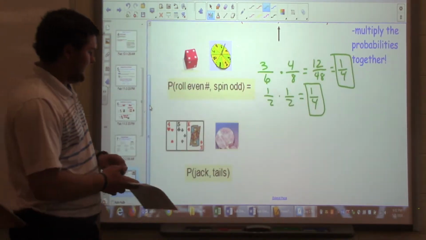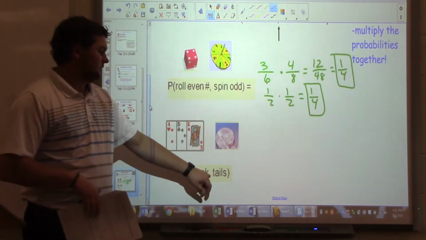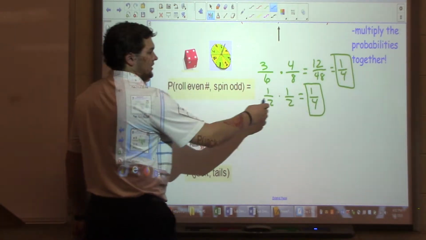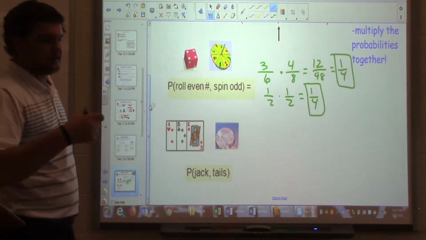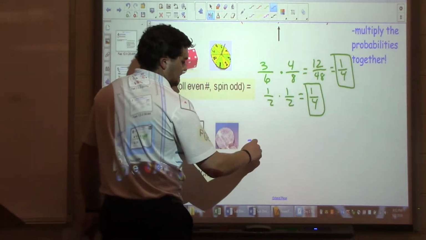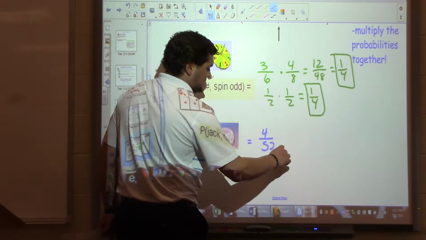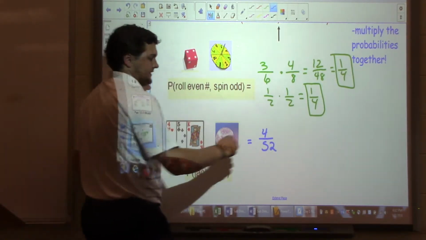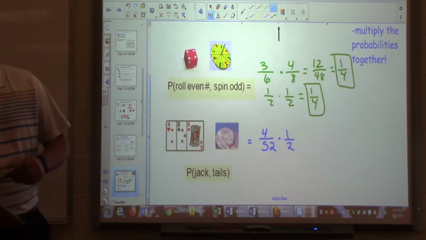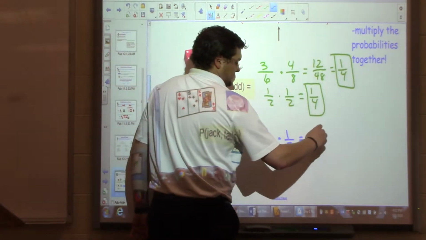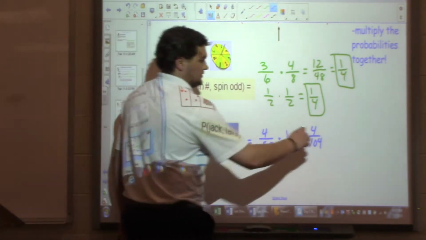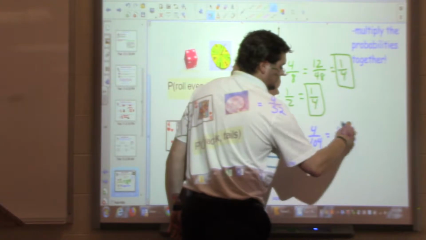Let's look at another example. Picking a jack and flipping tails. Right? That comma is just like an "and." Anytime we see "and" or that comma, we're going to multiply. So those are the key factors we're looking for. "And" or the comma. So probability of picking a jack. Well, there's 4 jacks out of 52 cards in a standard deck. And flipping a tail, so times 1/2. So 4 out of 52 times 1/2. We're going to get 4 out of 104, which we can reduce down to 1 out of 26.